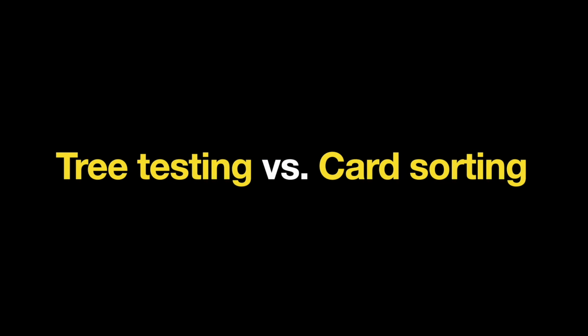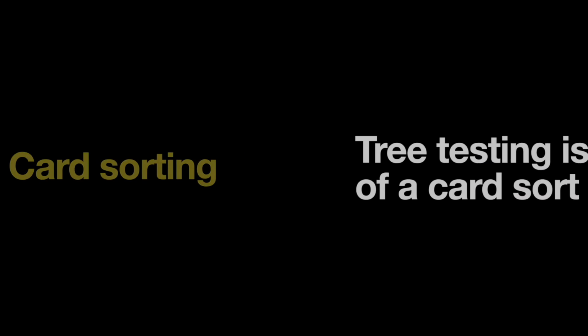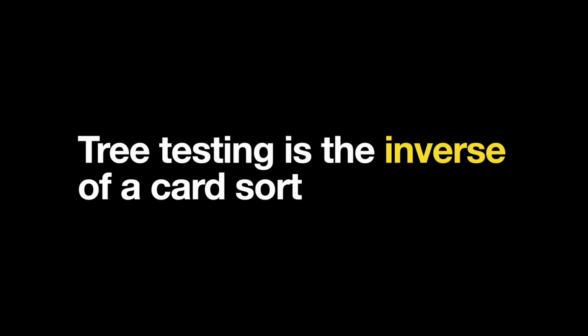Card sorting and tree testing are two popular methods that product creators use to organize information. It's essential to understand the difference between the two. Tree testing is basically the inverse of card sorting. Instead of giving users cards with the names of the items and asking them to sort the cards into piles that make sense to them, you present users with the actual navigation structure and ask them to find a specific item. Tree testing is incredibly useful as a follow-up to card sorting.